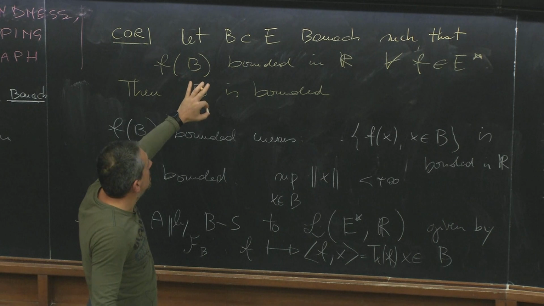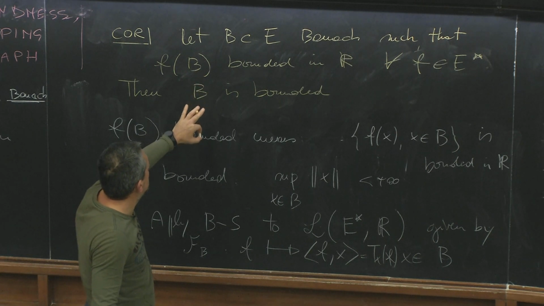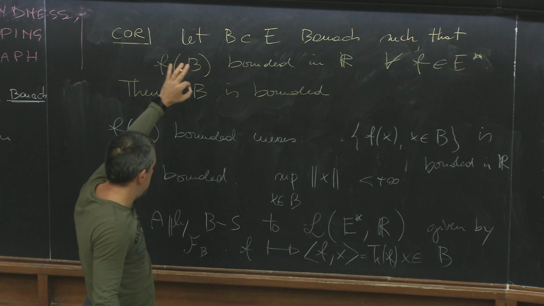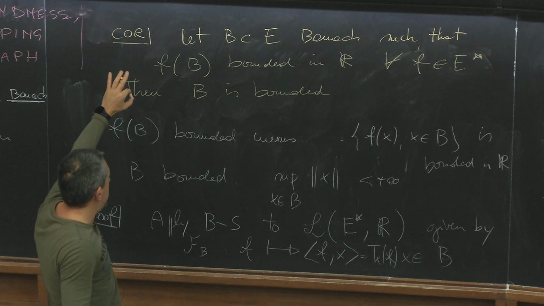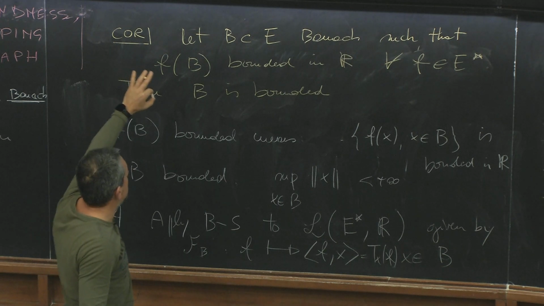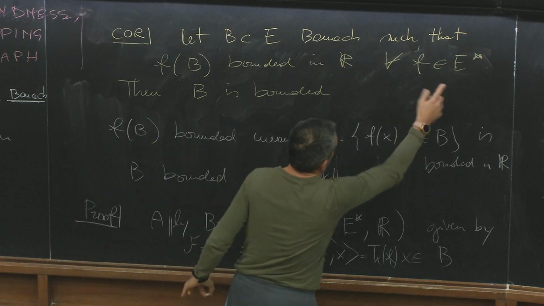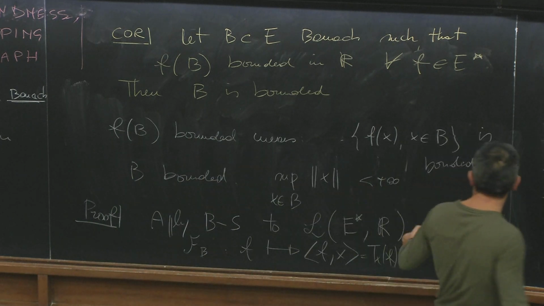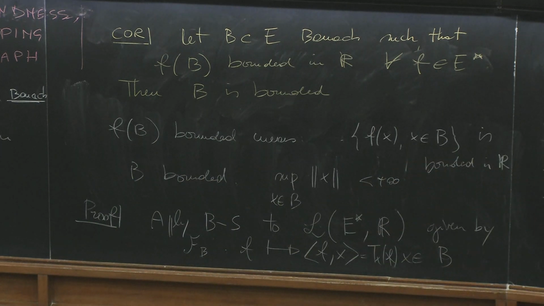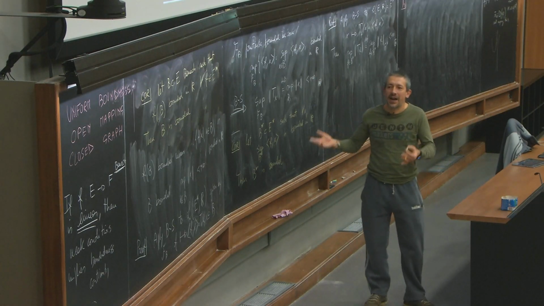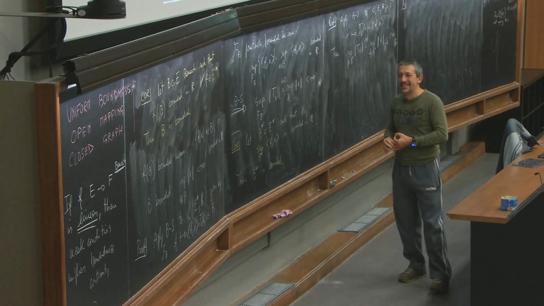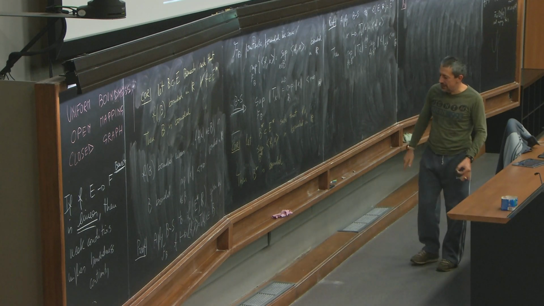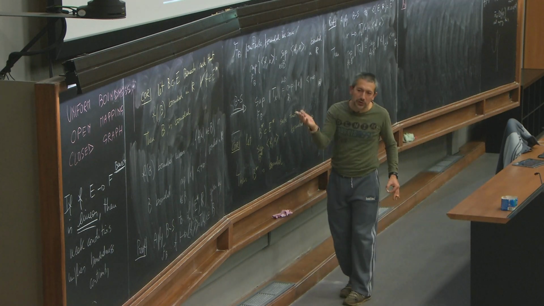Yes, because we use E star. E star is always a Banach space, so we can use the Banach-Steinhaus theorem. In this corollary you don't need it to be Banach, because you apply it to E star. But I don't want to enter into this here. If you look at the proof, you see.